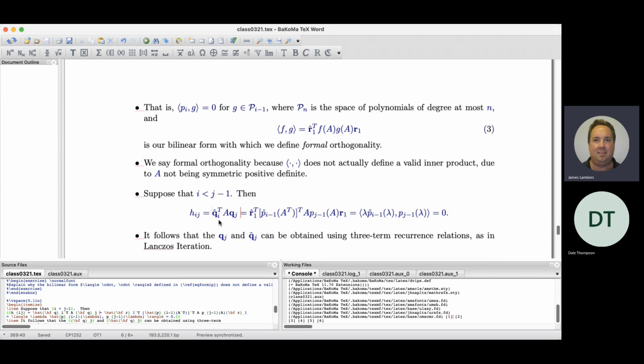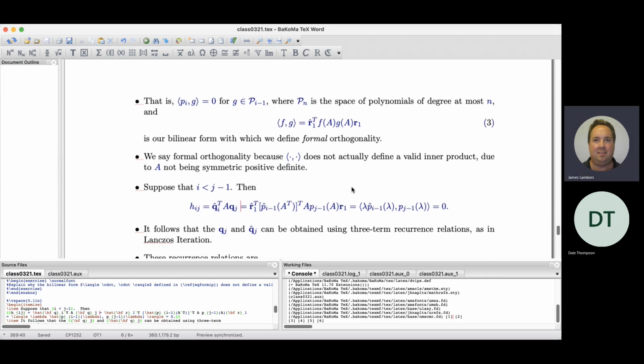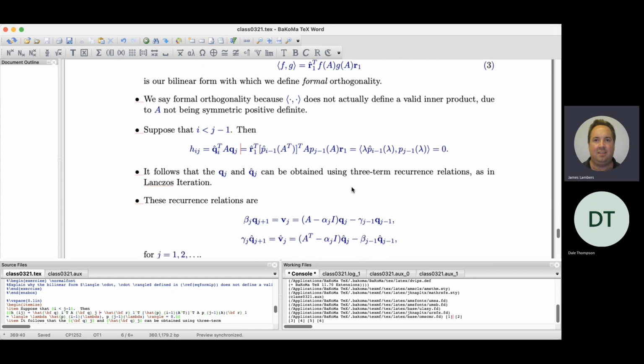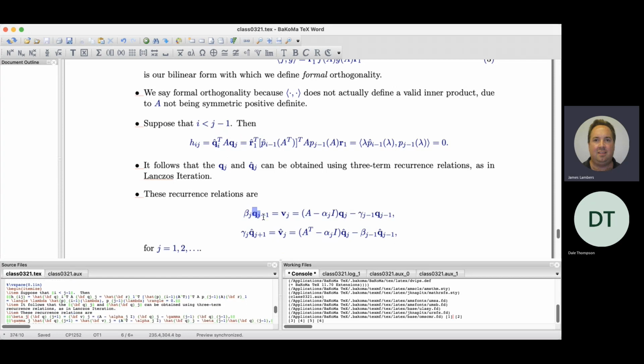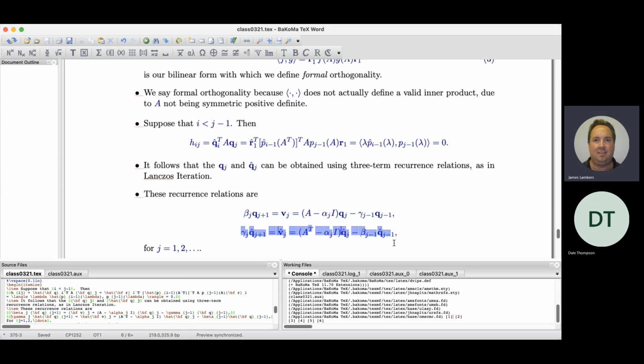So what that tells me is this matrix H defined in terms of these inner products is actually a tridiagonal matrix. So we have a 3-term recurrence relation, just like Lanczos iteration, where each new vector in each of my biorthogonal sets can be computed using only the previous 2. So here are the recurrence relations that we get. From these previous 2 Q vectors, I get the next Q vector, and the same for the Q hat vectors, just using the transpose.